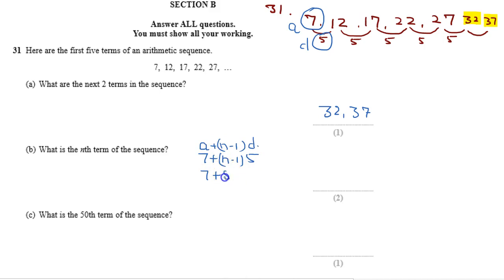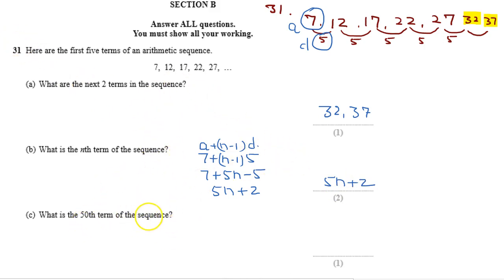So 5 times n is 5n, minus 5 multiplied by 1 is 5. So this is 5n, and 7 minus 5 is plus 2. So this is 5n plus 2.